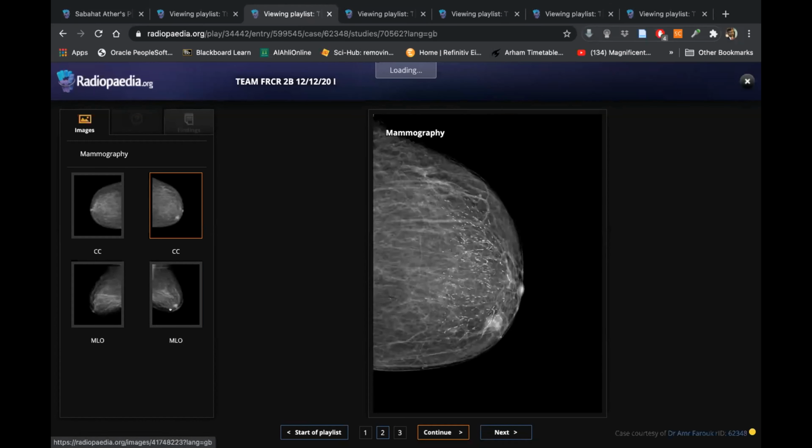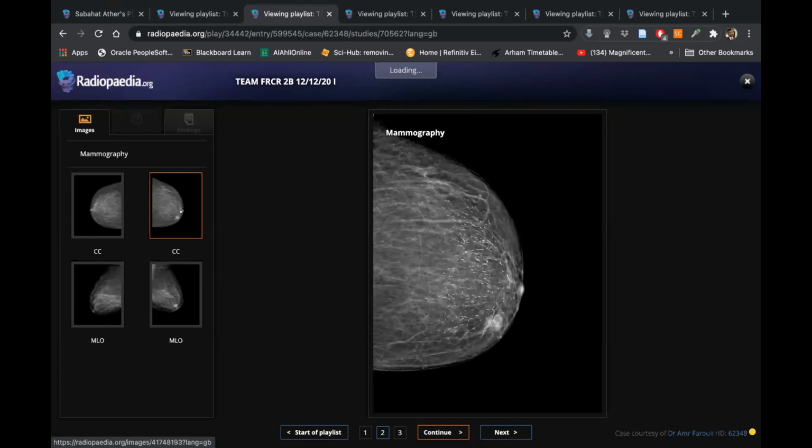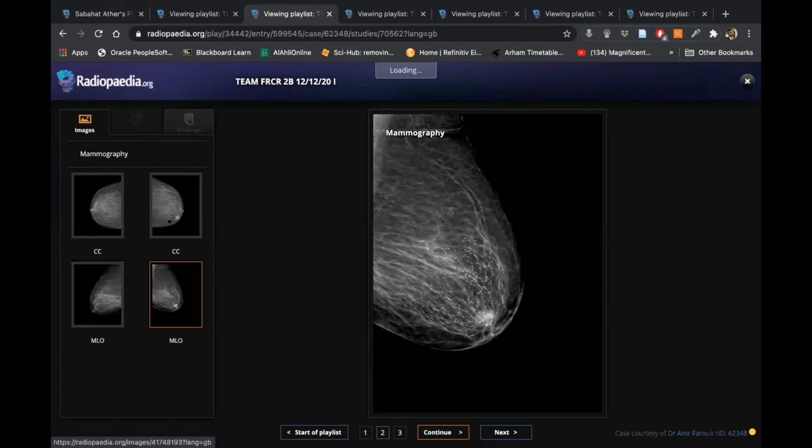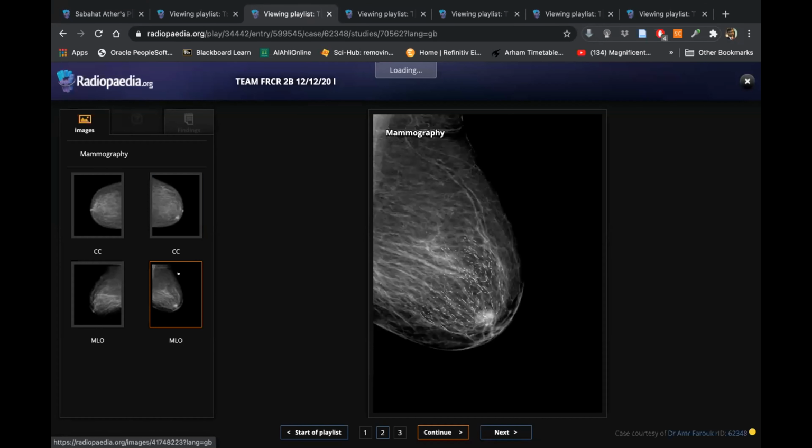Yes. There is a focal ill-defined high density lesion present in the lower quadrant of the right breast, which is retroareolar in location, in the middle, lower, towards the inner aspect. Lower inner aspect, yes. It appears to be fairly high density in nature with slightly irregular lobulated margins. And the calcifications appear to be radiating out from the lesion.